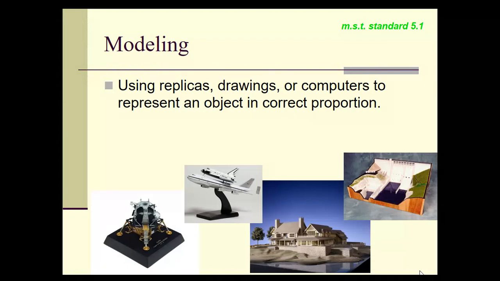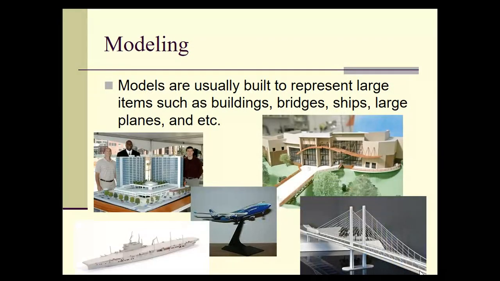For instance, model, and this is going to be one of the words you have to transfer into your packet. Modeling is using replicas, drawings, or computers to represent an object in correct proportion. A model is just a representation of that object and doesn't necessarily always work or do what it's supposed to do. Models are usually built to represent large items such as buildings, bridges, ships, large planes, etc.